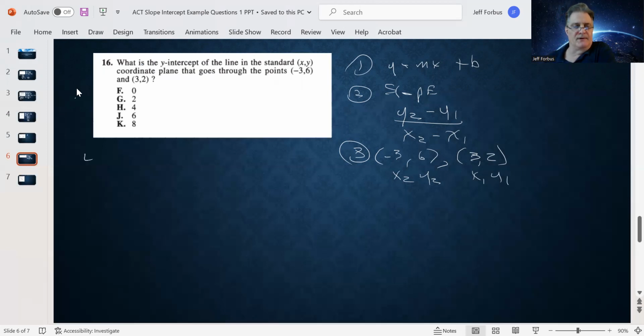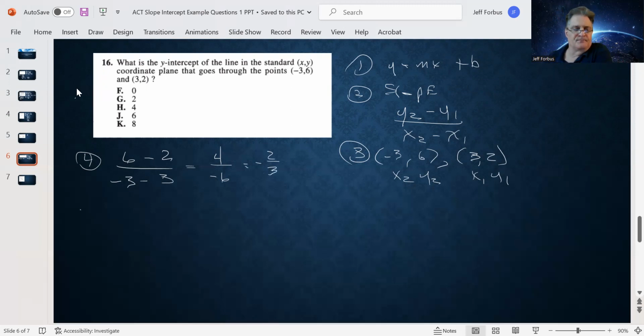Let's do it underneath the figure over here. So y sub 2 is 6, and y sub 1 is 2. x sub 2 is -3, and then x sub 1 is 3. All right, well, 6 minus 2 is equal to 4. -3 minus 3 is -6. And so we can reduce that to -2/3.